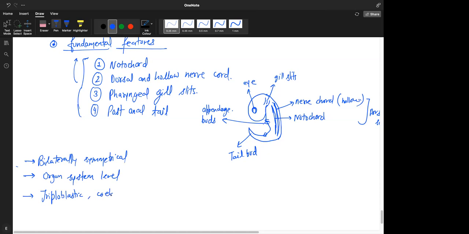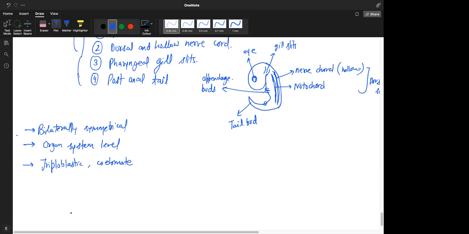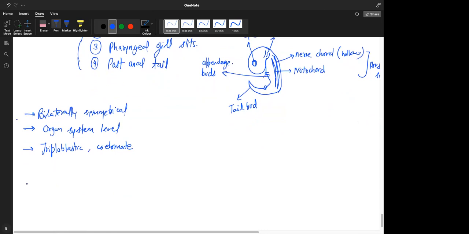Triploblastic, coelomates. And they possess a postanal tail. And what about the circulatory system? It will be a closed circulatory system.